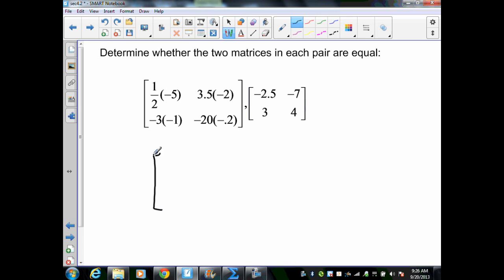So I need to simplify the matrix on the left. 1/2 times a negative 5 is a negative 5 halves. When I divide a negative 5 by 2, that's a negative 2.5. 3.5 times a negative 2 is a negative 7. Negative 3 times a negative 1 is 3. And a negative 20 times a negative 0.2 is going to give me 4. Now we just verified that the corresponding elements are equal, and that would tell us that the two matrices are equal.